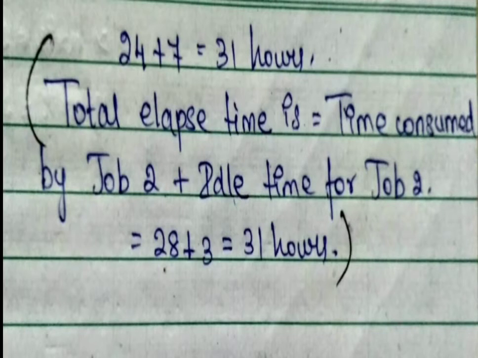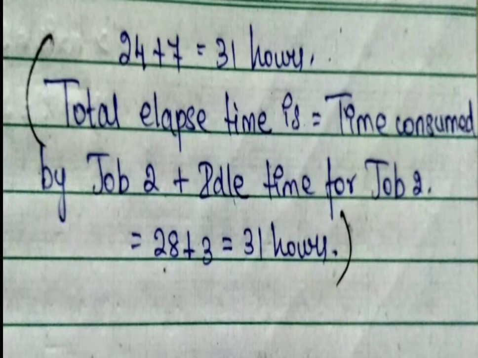So total elapsed time is equal to time consumed by job 2 plus idle time for job 2. The total consumed time will be calculated as 9 plus 4, 8 plus 5 plus 6. So that will be 28, plus 3 hours, which is the idle time for job 2.